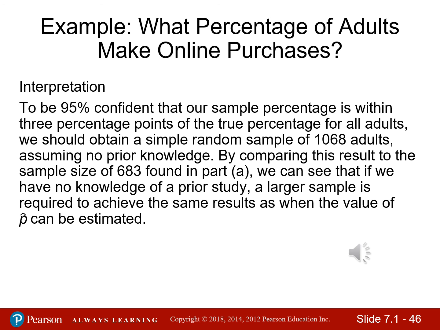Our results can be interpreted as follows. To be 95% confident that our sample percentage is within 3 percentage points of the true percentage of all adults, we should obtain a simple random sample of 1068 adults, assuming no prior knowledge of our point estimate p hat. By comparing this result to the sample size of 683 found in Part A, we can see that if we have no knowledge of a prior study, a larger sample is required to achieve the same results as when the value of p hat can be estimated.